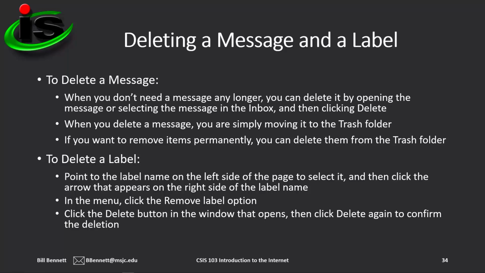To delete a label, point to the label name on the left-hand side of the page to select it, and then click the arrow that appears on the right side of the label name. In the menu, click Remove Label. Click the Delete button in the window that opens, then click Delete again to confirm the deletion.